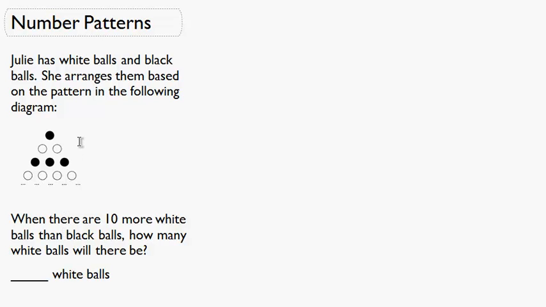So what does this mean? All right, so after two rows, there's one more white ball than black ball because there's two white balls and one black ball. And then after, let's see how many more white balls there are here. So there's 1, 2, 3, 4, 5, 6 white balls, and 1, 2, 3, 4 black balls. So there's 6 minus 4, which is 2.